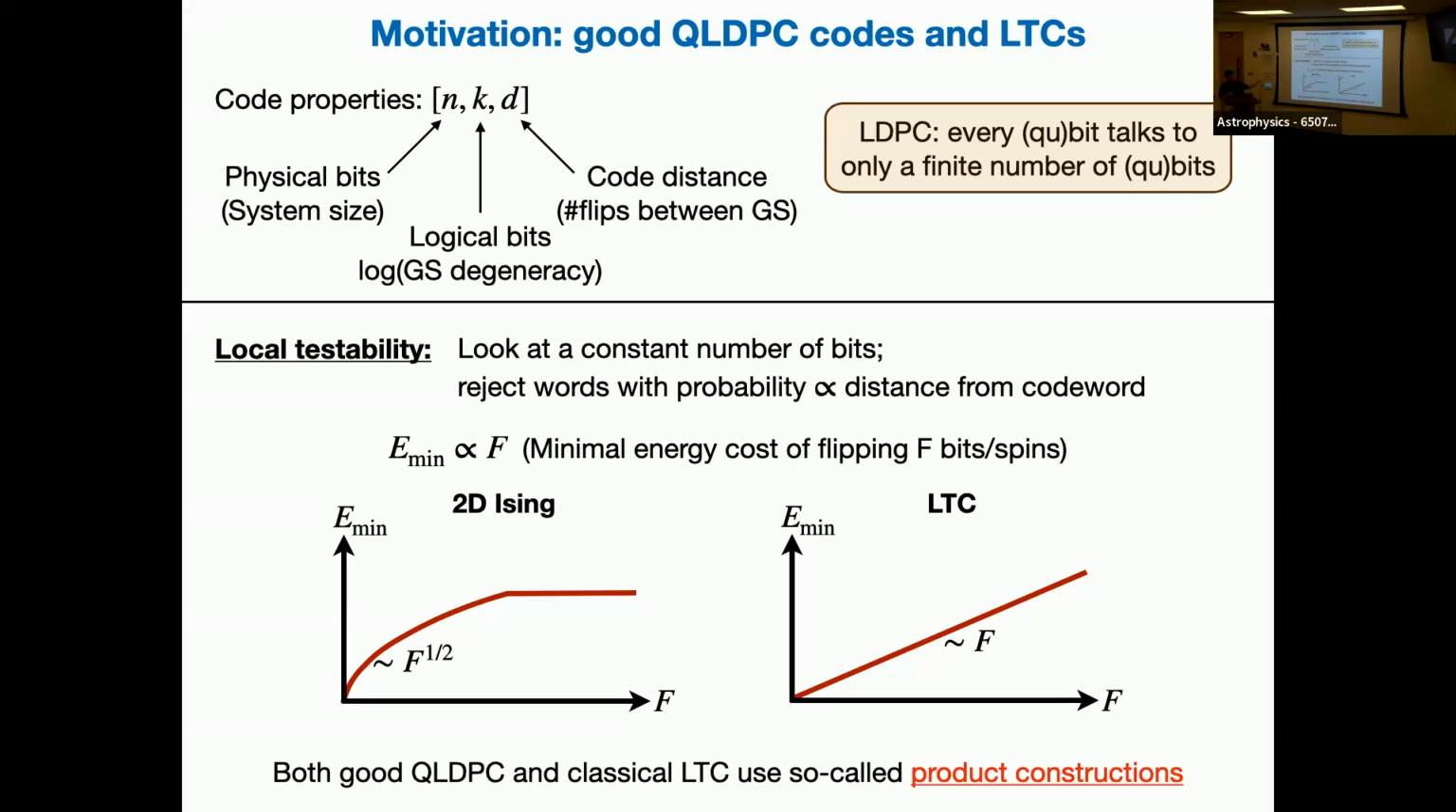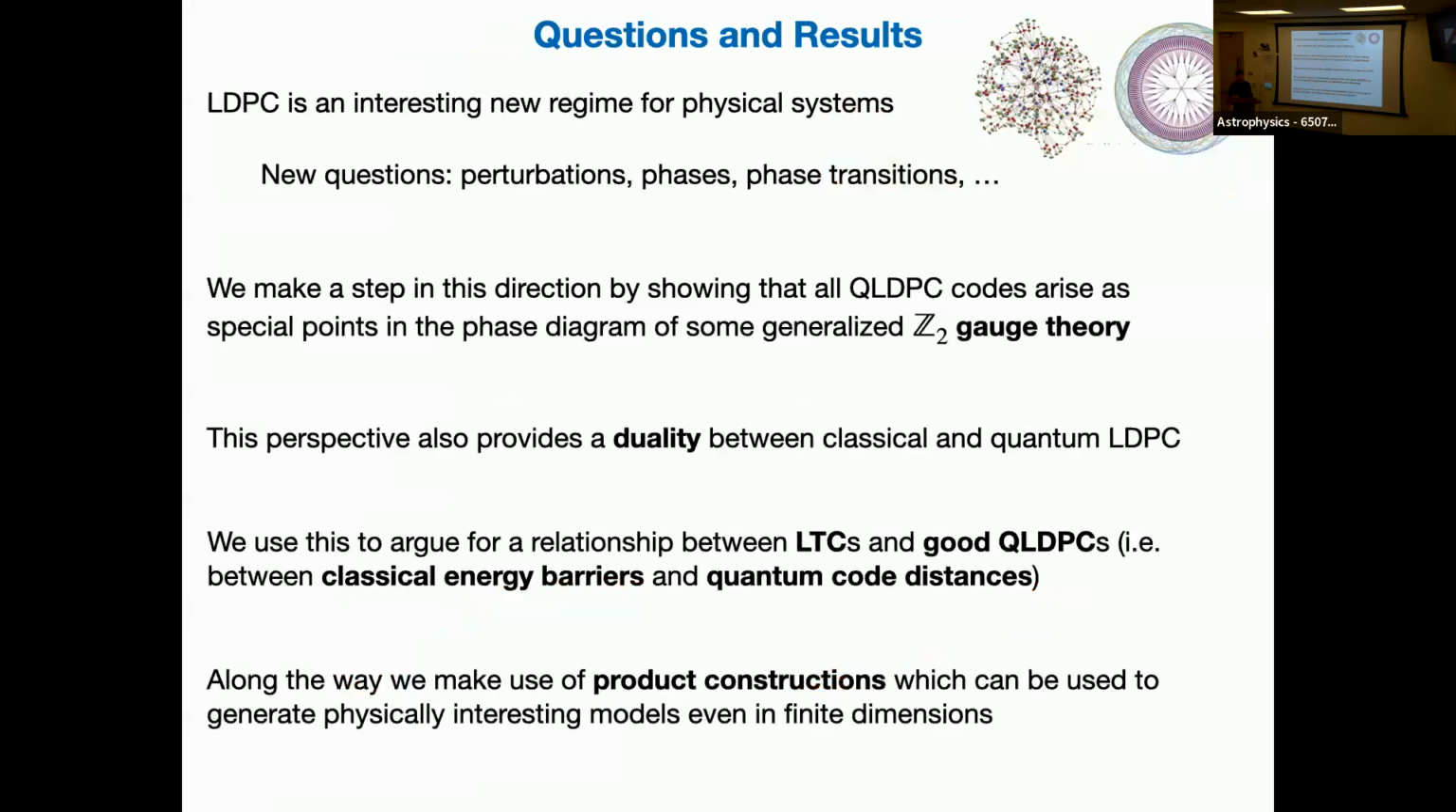One way to think about this is, how big is the energy barrier between two ground states in this classical model? This is kind of the optimal scaling. Okay, so these are the pieces of motivation that got us started in trying to understand these features in a physical way, and also their connections.